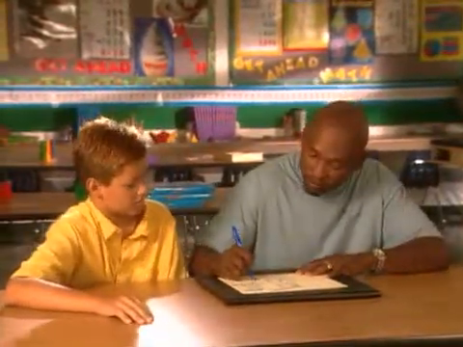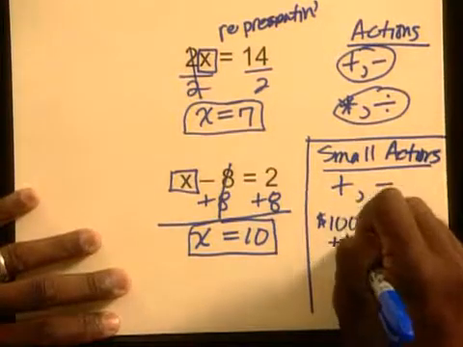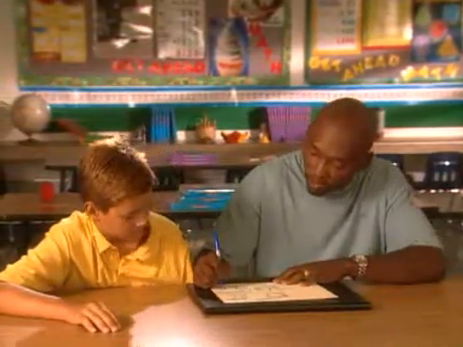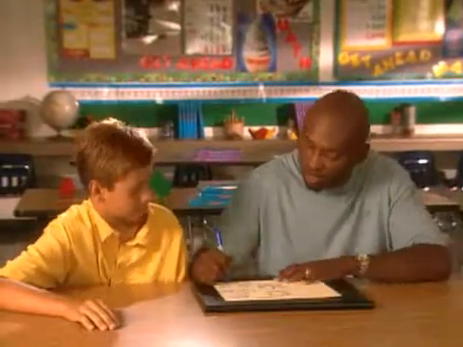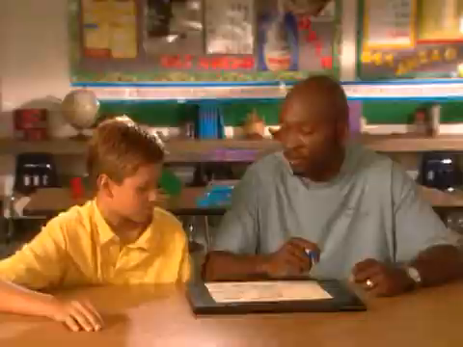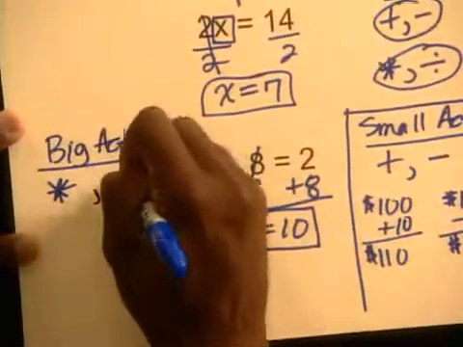Let's say you have $100, and you add 10 to that. So you have $110. Not much more than you had. That's a small action. But let's say you had $100 and you subtracted 10. Then how much would you have? $90. Still not much less than what you had in the beginning. Now let's talk about the big actions. The big actions in math are multiplication and division.